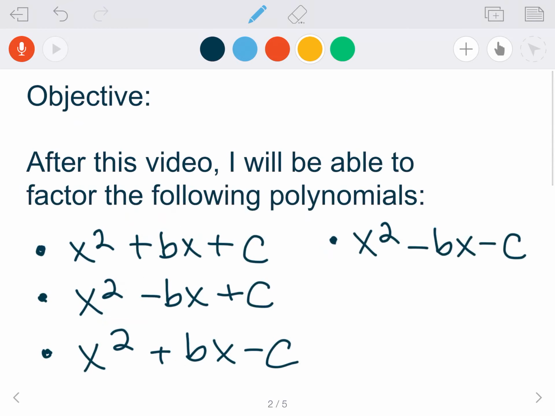So let's get to an example here. And again, just a reminder of the objectives. X squared plus bx plus c is the main polynomial case that you will be learning about here. And once you learn how to do that, you will be able to factor the remaining three cases. So let's get to an example.